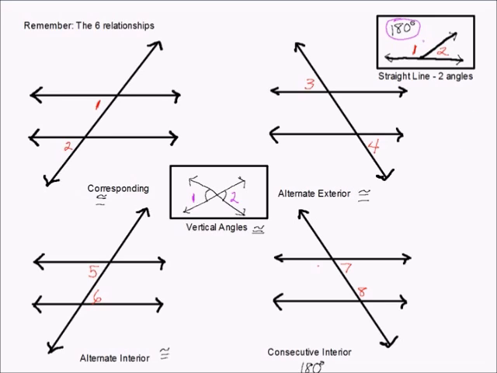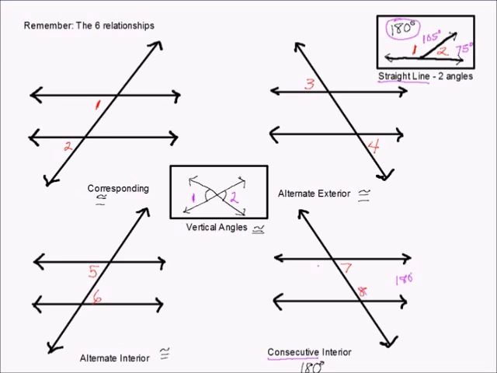Say if angle 1 was 105 degrees, I've already used up 105, but angle 2 and angle 1 have to equal 180. So angle 2 would have to be 75, because when you have two angles with a straight line, they both have to add up to 180 degrees. Same thing with consecutive interior. Consecutive means same side, like we said in remember, but these are not congruent. These have to add up to 180 degrees.